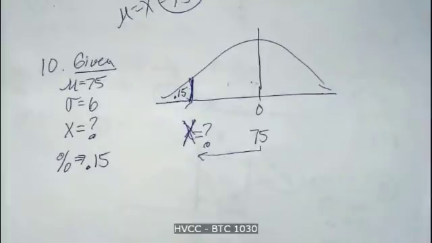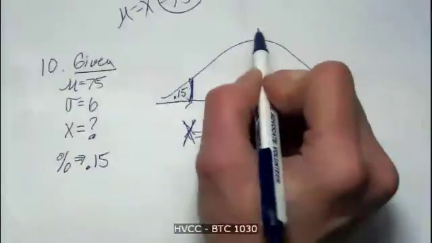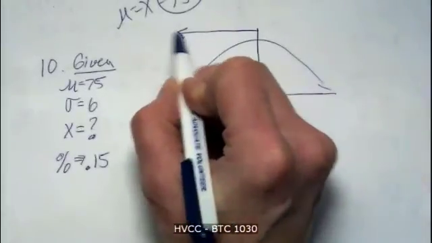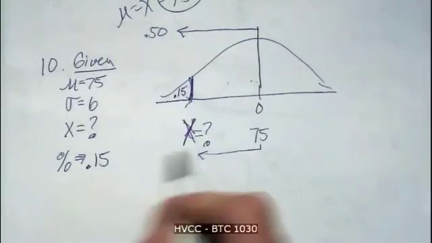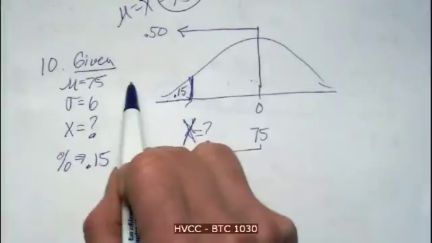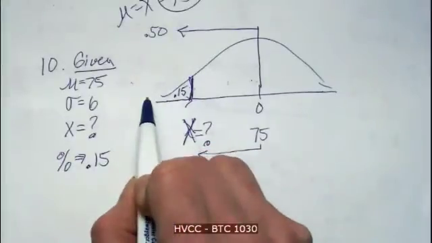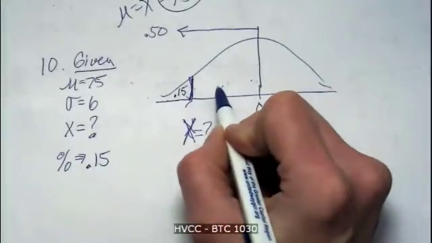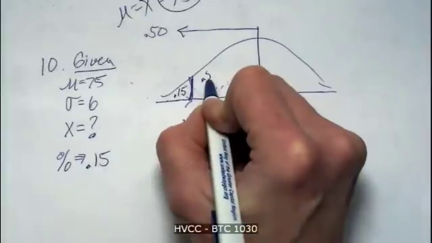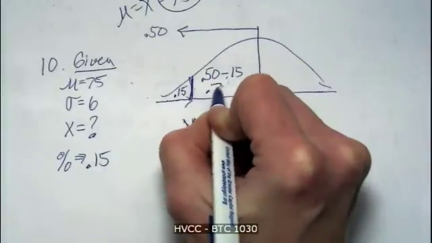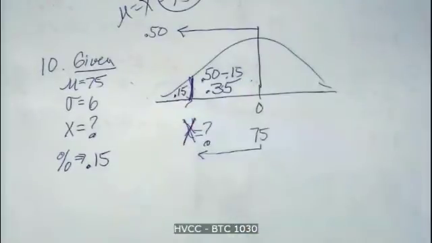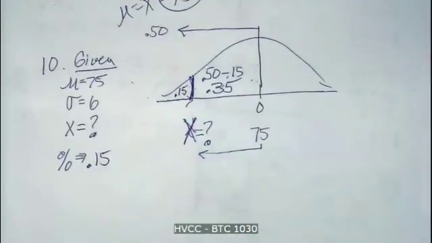If you can't figure it out, let me give you a hint. Remember I said this is 50%. If this is 50%, this is 15%, we can calculate that by 50% minus 15%, or 35% is there. So we have that percent here.